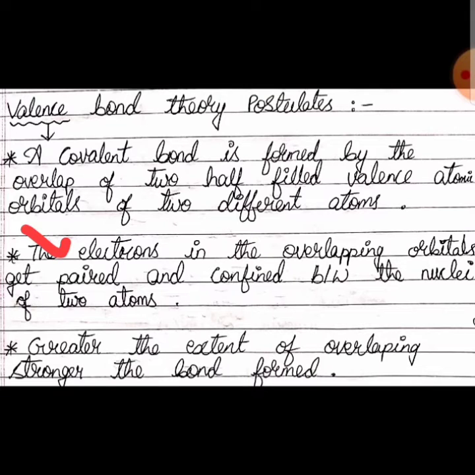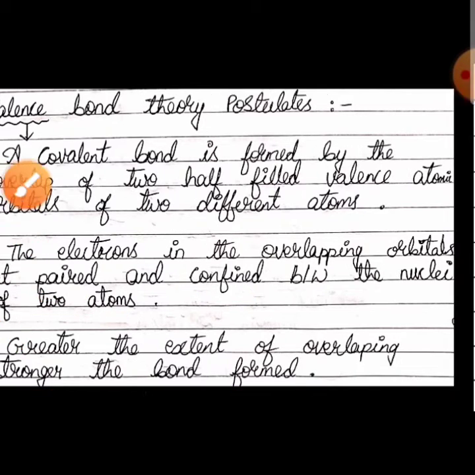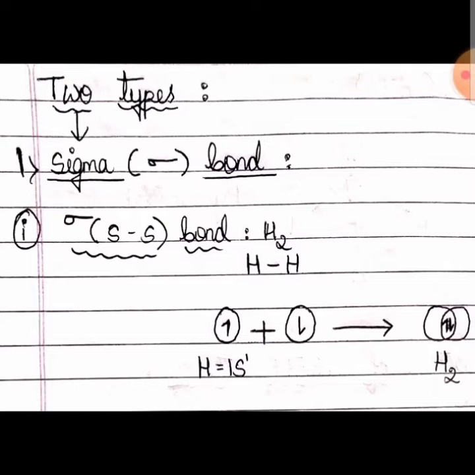The electrons in the overlapping orbitals get paired and confined between the nuclei of the two atoms. The greater the extent of overlapping, the stronger the covalent bond formed. Let us take an example. There are two types of covalent bonds according to valence bond theory. The first type is the sigma bond. A sigma bond is formed by the axial overlapping of two half-filled atomic orbitals.